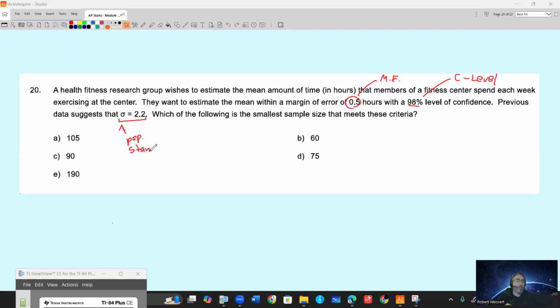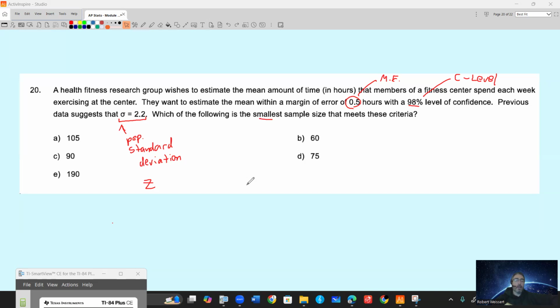Remember, guys, why do we use the t-distribution? Because we don't have the population standard deviation. So in this case here, we are provided that, so we're going to use a z-distribution. We want to know which of the following is the smallest sample size that meets these criteria.